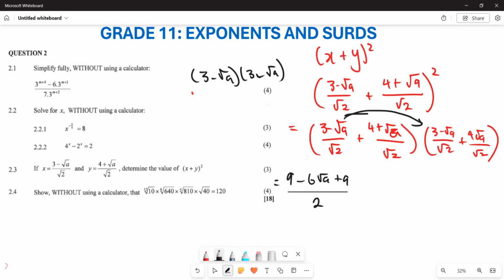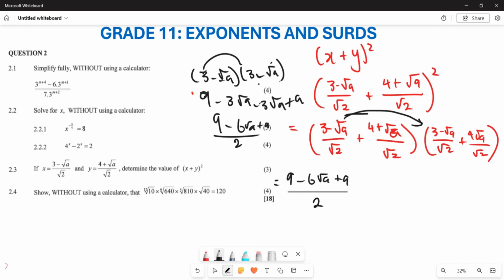Okay, so we are saying, for example, if you're having 3 subtract root a and 3 subtract root a, what is this? This is same as 3 multiplied by 3, which is going to be 9. Then this multiplied by this is going to be negative 3 root a, and this multiplied by this is going to be negative 3 root a. And then the last one is going to be plus a, because root a and root a is going to be that. So that's why you're getting 9 subtract 6 root a plus a over 2, right? So basically, I just wanted to show that's how you arrived at your answer.